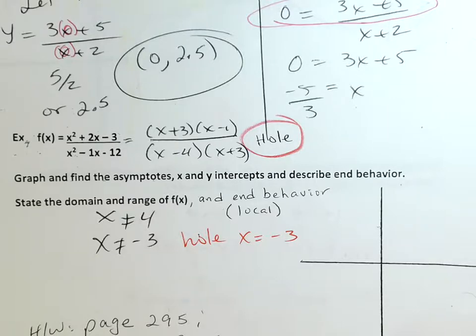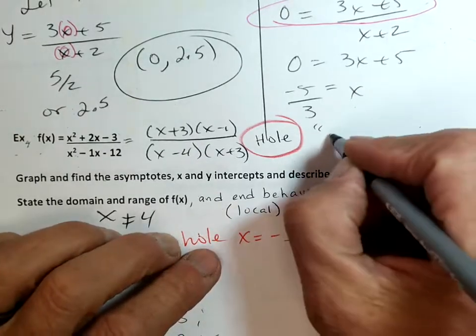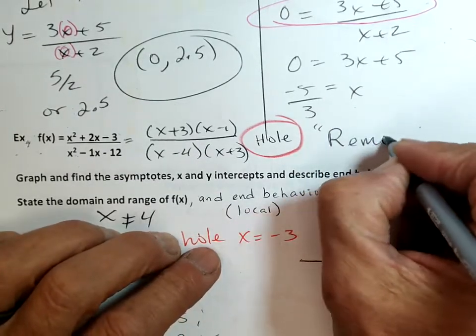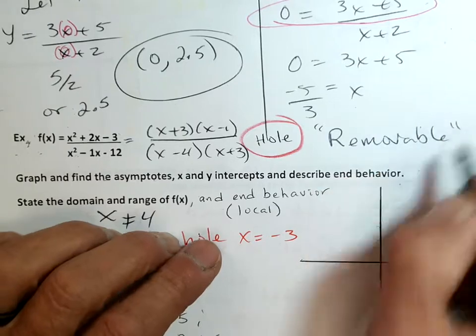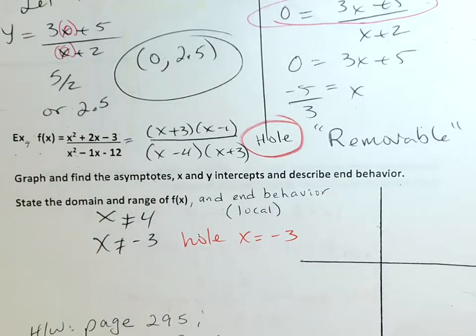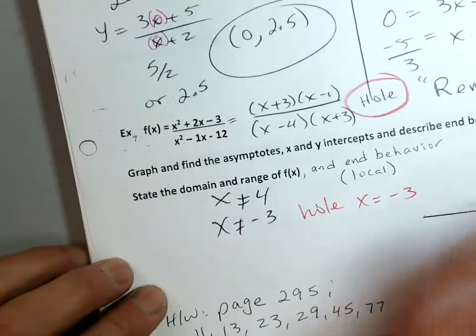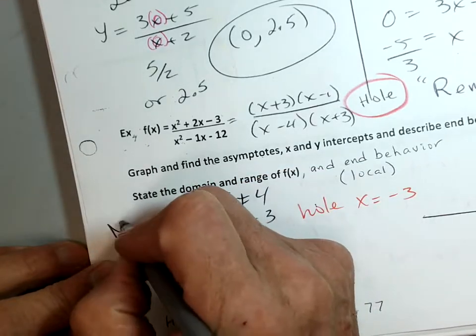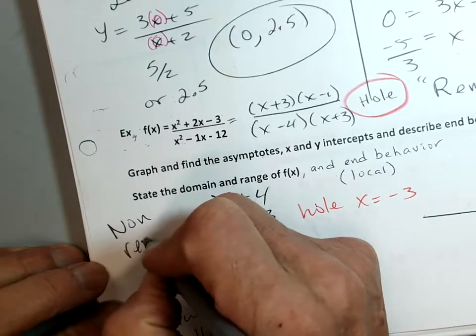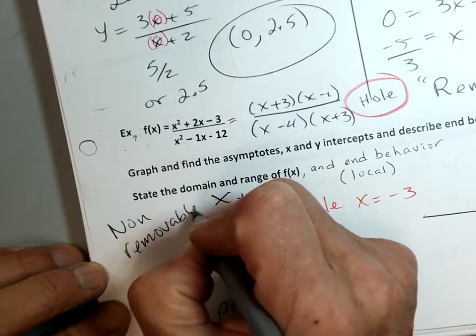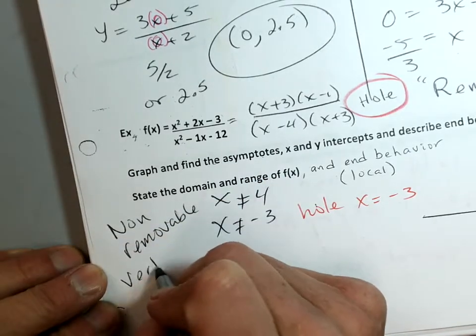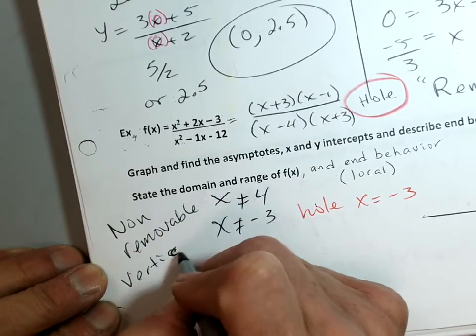I'll say it again. If it's removable, it's a hole. If it's non-removable, it's going to be a vertical asymptote.